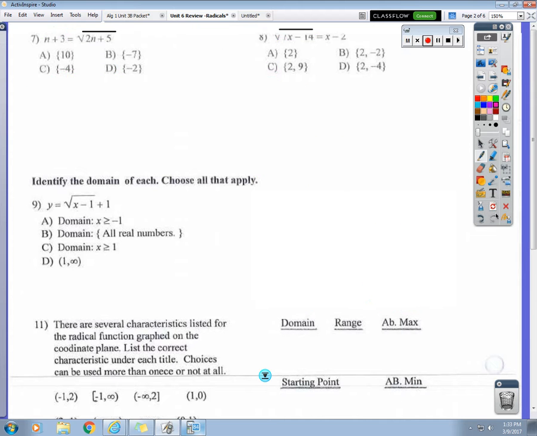Number 9, identify the domain of each graph, choose all that apply. You need to get used to the fact that if one of these tests has this statement, you're probably going to be picking more than one answer for this problem. Okay? So, domain. When you hear the word domain, what do you think of? The x-axis, x values. To figure out the domain in an equation, what's the best way to do it?